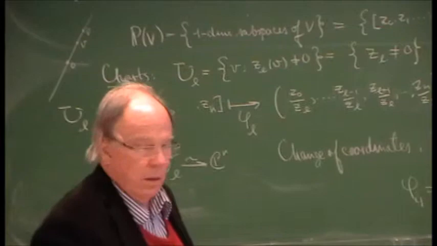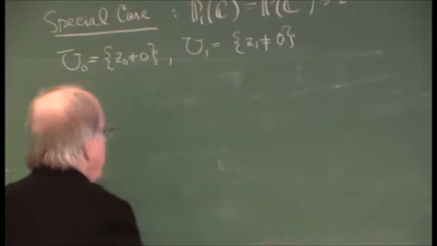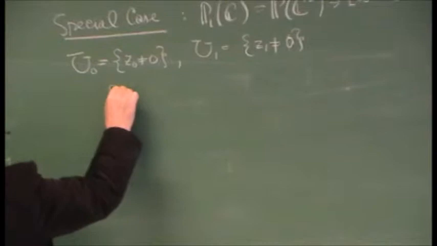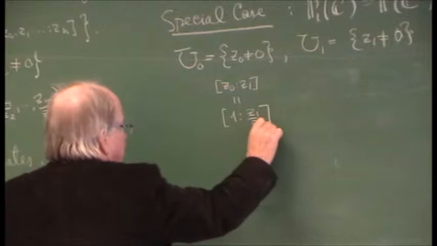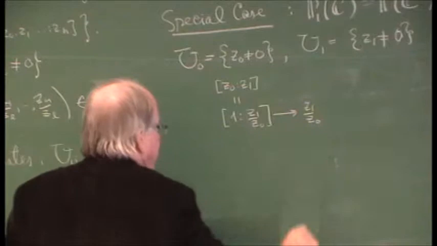And if we take a homogeneous coordinate here, so here z0 is not equal to 0, so we can normalize this coordinate z0 and call it 1. The coordinate map takes z0, z1 to z1 over z0. So that's the coordinate there. And maybe we call this z.